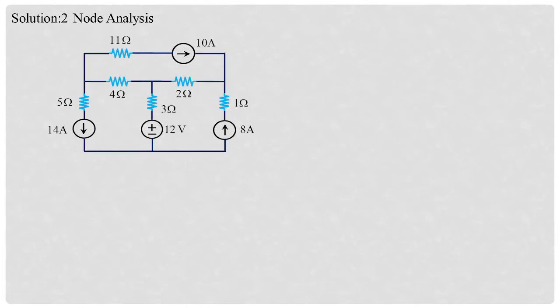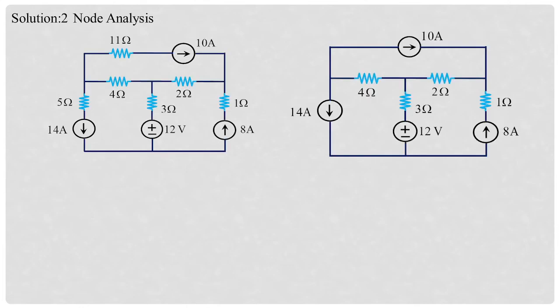Another way to check whether this approach is right or wrong can be done with the help of node analysis. For node analysis, in both circuits I told you whether 5 ohms, 11 ohms or 1 ohm, which are arranged in series with 14 amperes, 10 amperes and 8 amperes respectively, if at all you neglect them, they don't change the value of the circuit. So this is the same circuit.